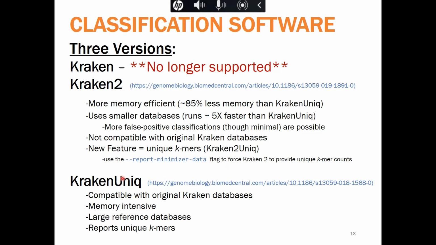Now, Kraken Unique, that is another great tool. It is compatible with the original Kraken databases. However, the databases are quite large, and as a result, it is quite memory intensive. But of course, with the larger reference databases, the classification performance is a little bit better than Kraken 2. And again, this tool also reports unique k-mers.